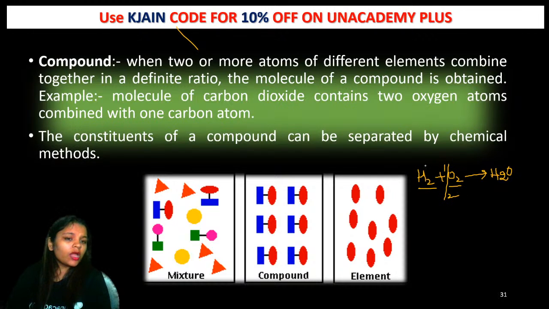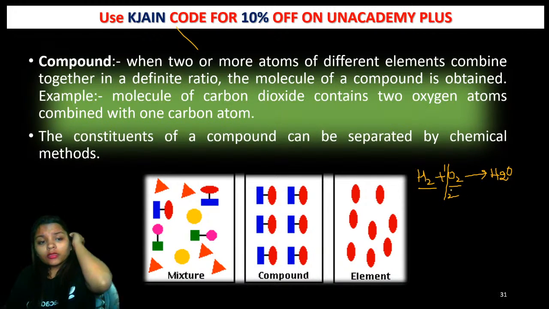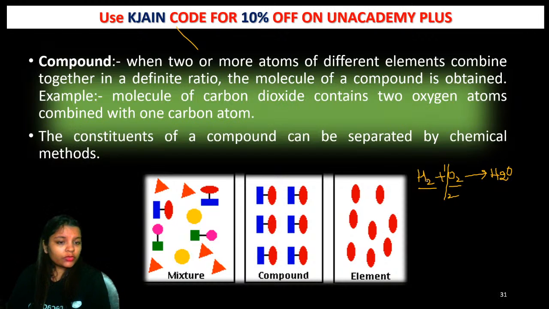I have typed the balanced chemical equation. So they are reacting together and forming the compound, and they are combining in a definite ratio, 2:1. So we can say this is a compound.